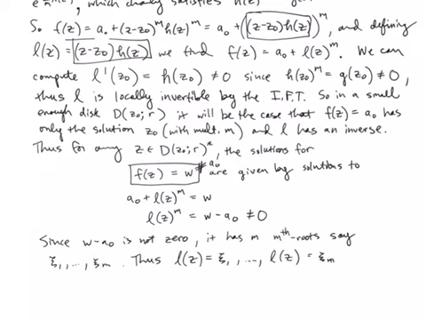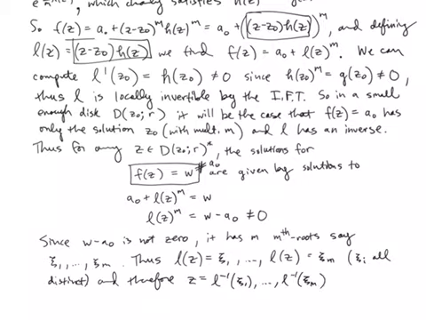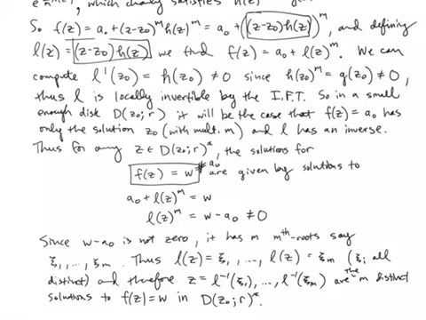So the psi i are all distinct. And therefore z equals L inverse of psi 1 through L inverse of psi m are the m distinct solutions to f of z equals w in the punctured disk. Okay, and that's the proof of that.